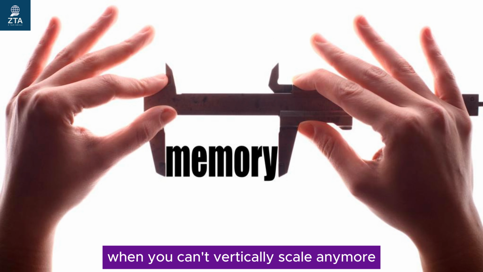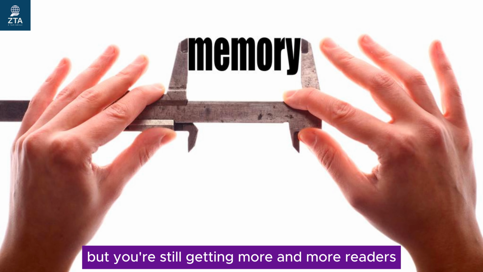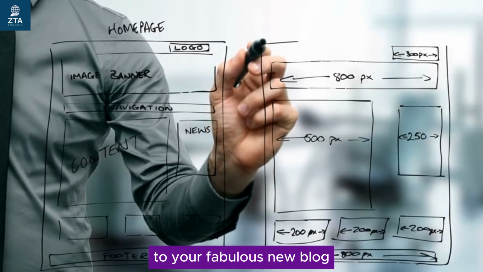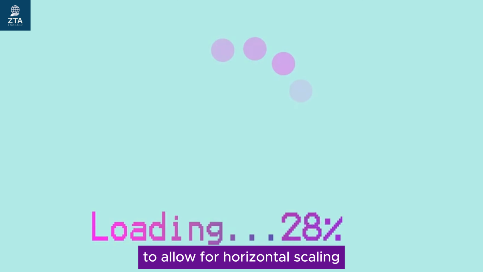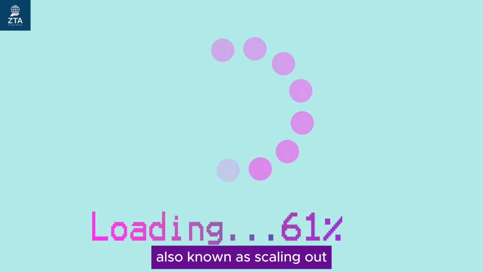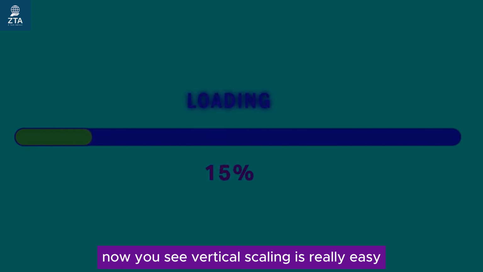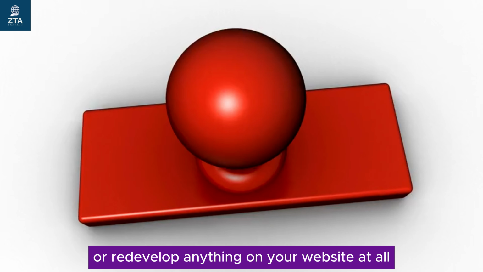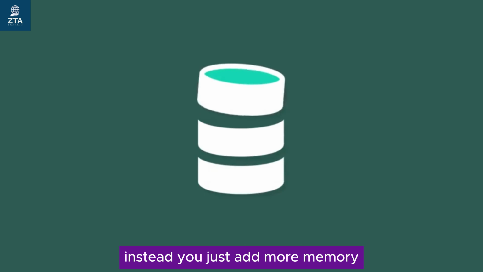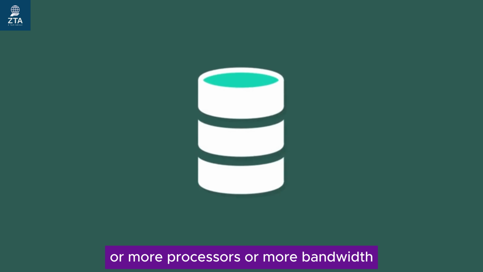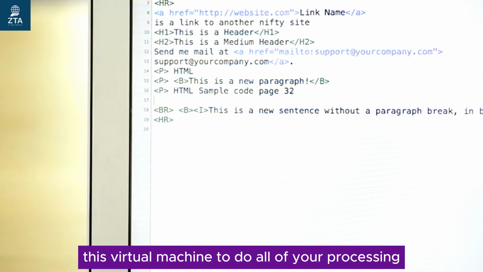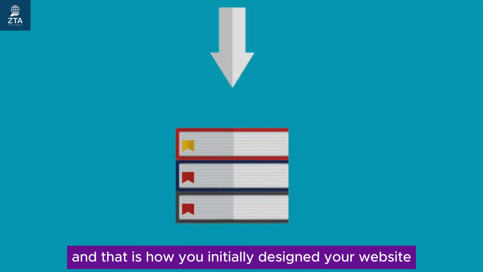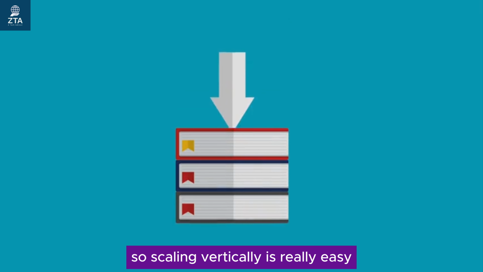But what do you do when you can't vertically scale anymore, but you're still getting more and more readers to your fabulous new blog? Well, you're going to need to re-architect your website to allow for horizontal scaling, also known as scaling out. Now you see, vertical scaling is really easy because you don't have to recode or redevelop anything on your website at all. Instead, you just add more memory or more processors or more bandwidth, and you're still using a single machine, this virtual machine, to do all of your processing. And that is how you initially designed your website. So scaling vertically is really easy.